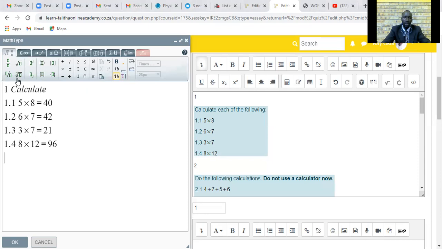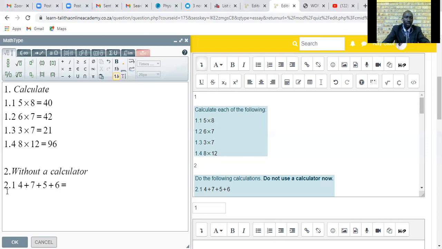Now in the second question, what we are supposed to do is not to use a calculator, but to calculate. I mean, we have to do mental mathematics. So we say question 2 without a calculator. We're supposed to calculate without a calculator. So without a calculator, we are supposed to find the value of 4 plus 7 plus 5 plus 6.